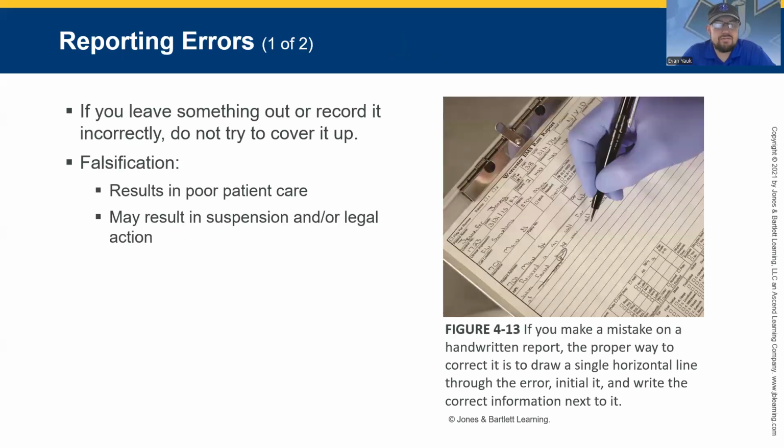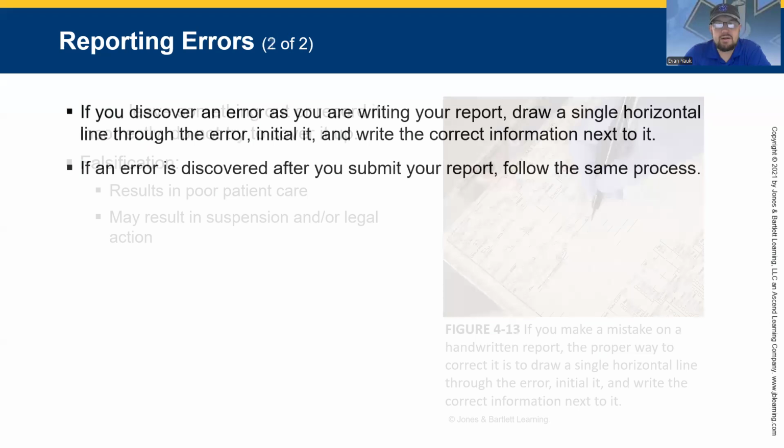Reporting errors. If you leave something out or record it incorrectly, do not try to cover it up. That's called falsification. It results in poor patient care, and may result in suspension or legal action. So if you screw something up, you simply put one line through it and you initial it. And this is on written reports. If you make an error on an electronic report, we can still go back and amend it.